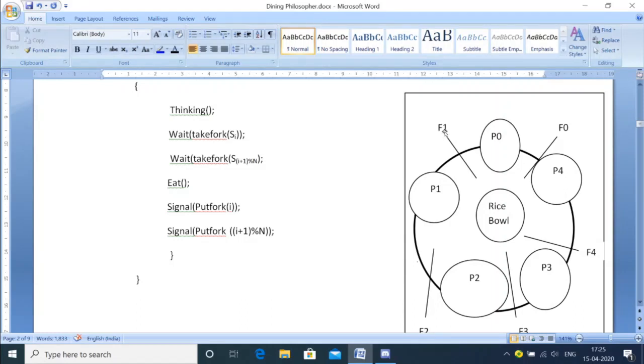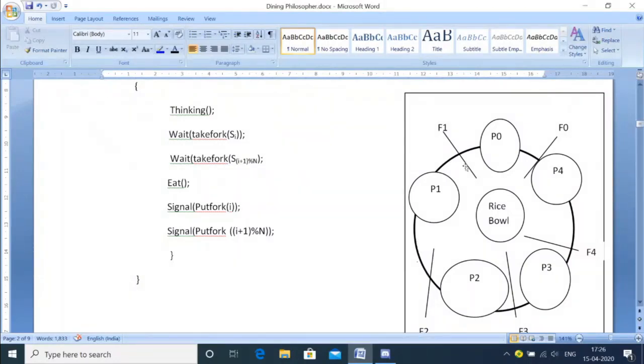When other processes try to access the fork, they first have to check the associated semaphore value related to F1, which is S1. So it will check the value of S1. It will see that the value of S1 is zero, so it cannot take this fork. So this will be blocked. P1 will not be able to take the fork, and this portion of the philosopher will not be able to execute.